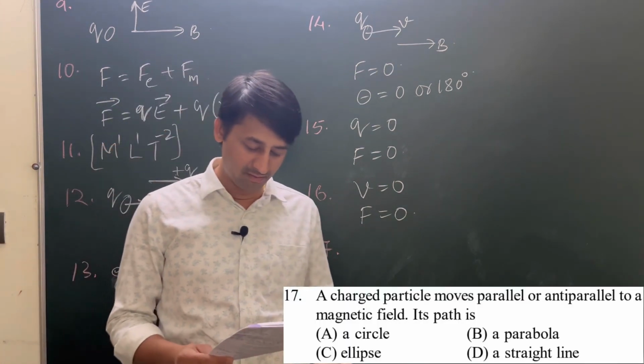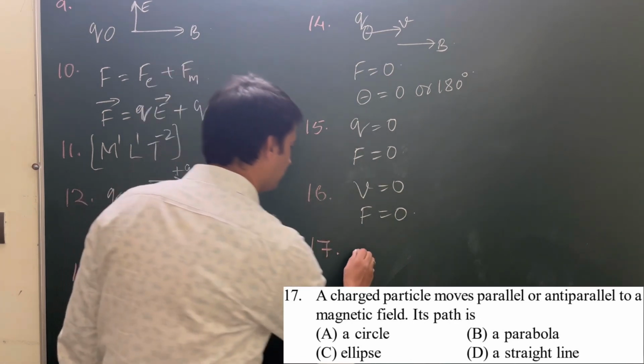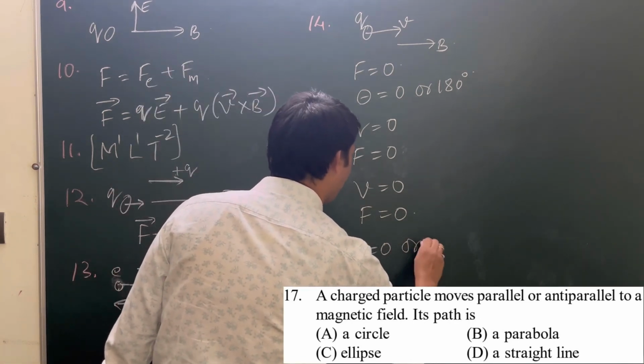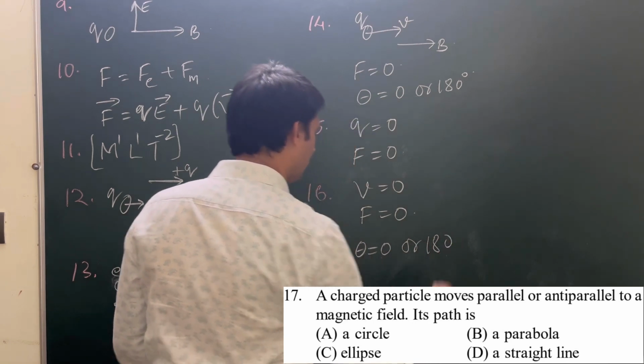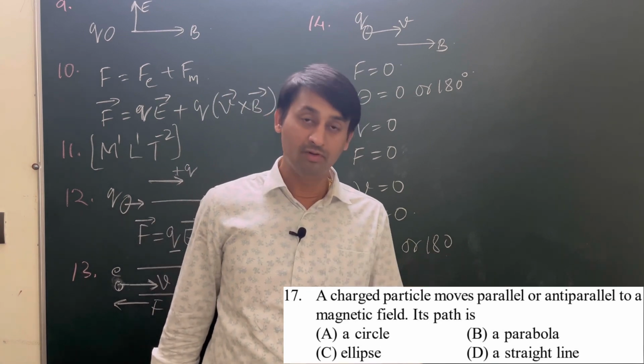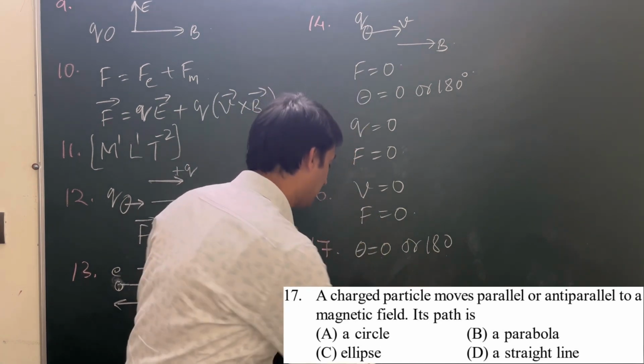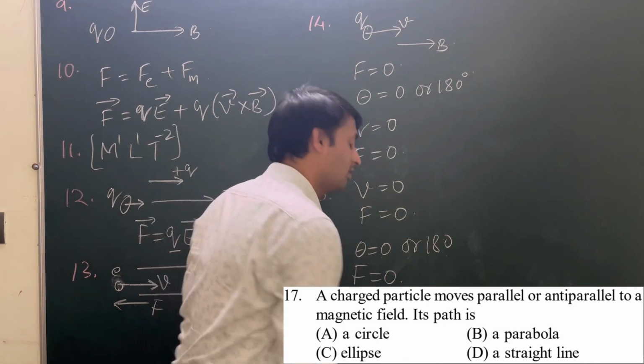A charged particle moves parallel or anti-parallel to the magnetic field. That means the charged particle is moving with an angle of theta equal to 0 or 180 degrees, parallel or anti-parallel to the magnetic field. Then the charged particle will move along a straight line because no force is acting on it. The force is equal to 0.